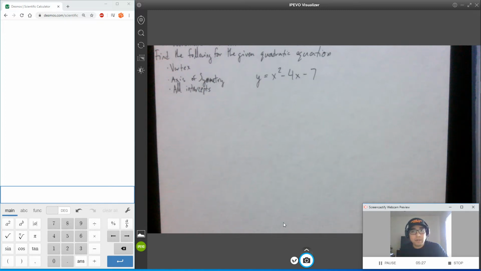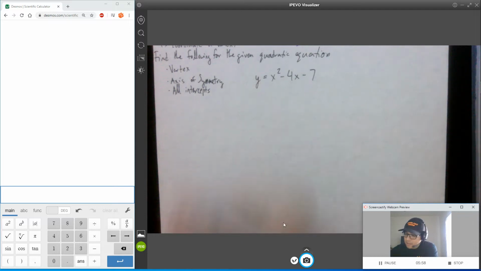So I want to find the vertex, the axis of symmetry, and all the intercepts, the x and y intercepts. Now it's up to you which order you go first. I'm going to start off by finding the axis of symmetry. My work's going to be all over the place. I'm not focusing on graphing for this specific one, but I will draw a sketch of what it would look like. So let's go ahead and find the axis of symmetry.